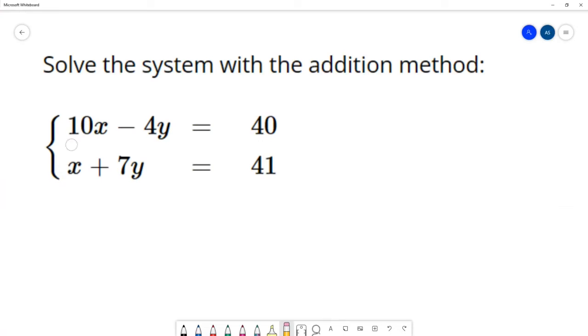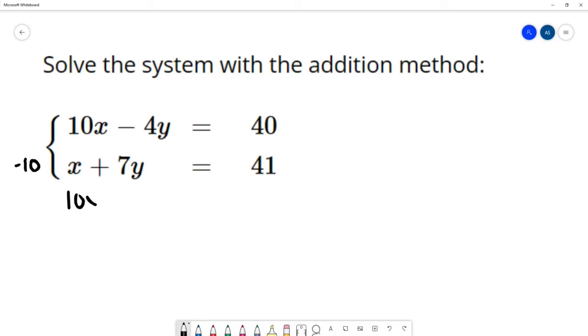Once you decide on which variable you're going to eliminate, you want the coefficient on that variable to be the same number with the opposite signs. So since this is a 10, I want this coefficient to be a negative 10. And once we decide that, we can multiply by an appropriate constant to make that happen. So we're going to multiply by negative 10 to get that coefficient to be negative 10.